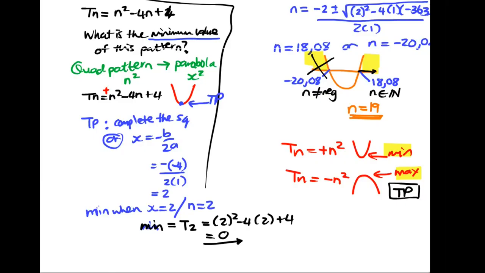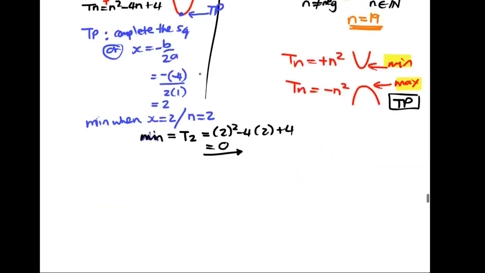All right, Wyatt is asking, what about a linear pattern? They won't ask you for a minimum or maximum of a linear pattern. And the reason for that is a linear pattern is a straight line. So it's a line that looks like that, or a line that looks like that. So it goes to negative infinity and it goes to positive infinity. So it doesn't have a minimum or a maximum value.